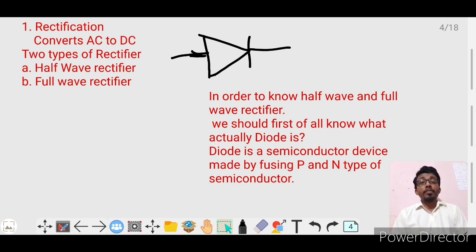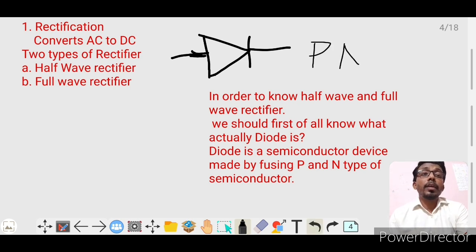Now there are two types of rectifier, half wave rectifier and full wave rectifier. As the name indicates, half wave rectifier means the one which rectifies only half of the signal, whereas full wave rectifier means the one which rectifies the full wave of the signal. In order to know half and full wave rectifier, we should know what actually a diode is, because we are going to use this semiconductor diode to get half wave rectifier. The half wave rectifier is having this particular diode. Now what actually does diode mean? This particular diode is a PN junction type diode.